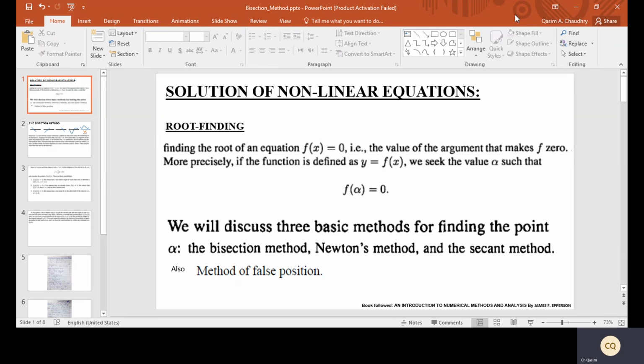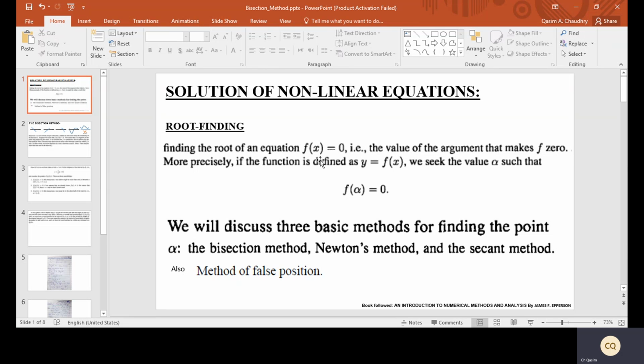Students, the first main idea about finding the solution of a nonlinear equation is that we need to find the root of the equation. What does it mean? What is the root? In simple words, students, if we have any function, say f of x, here you can see my cursor, f of x is equal to 0.